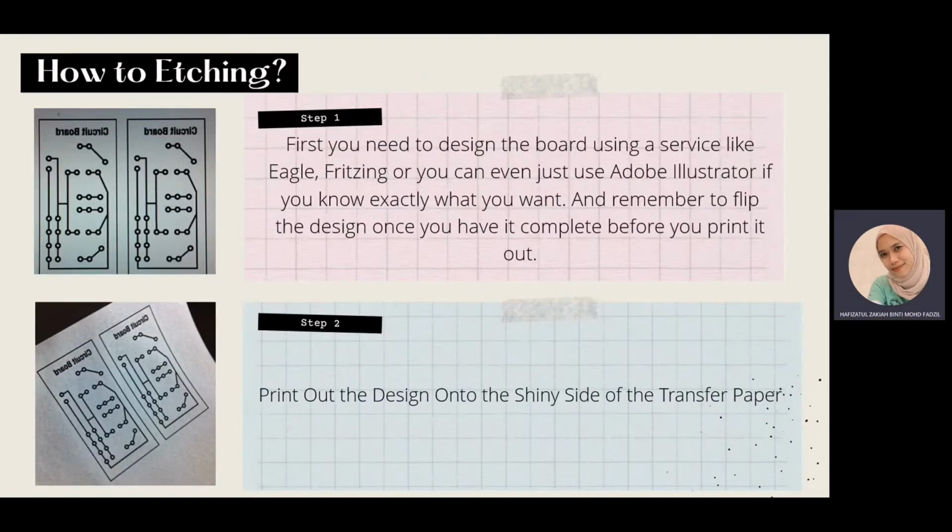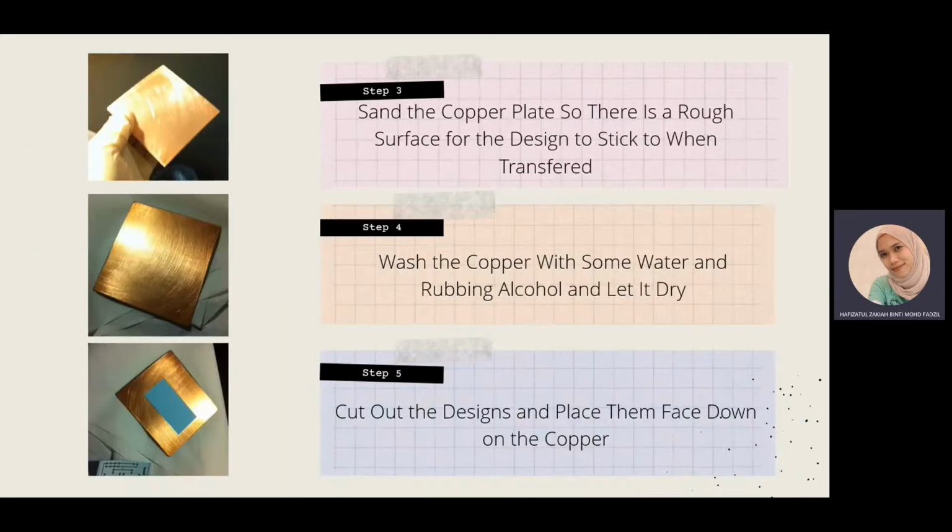First, you need to design the board using a service like Eagle, or you can even just use Adobe Illustrator if you know exactly what you want. And remember to flip the design once you have it complete before you print it. Step 2. Print out the design onto the shiny side of the transfer paper. Step 3. Sand the copper plate so there is a rough surface for the design to stick to when transferred.